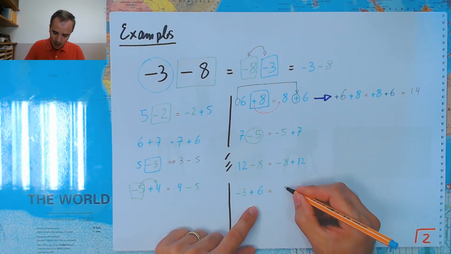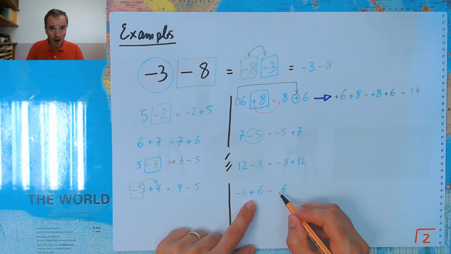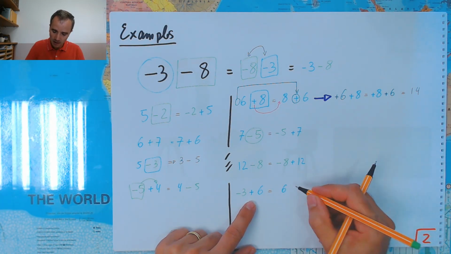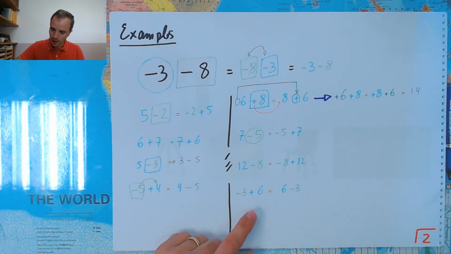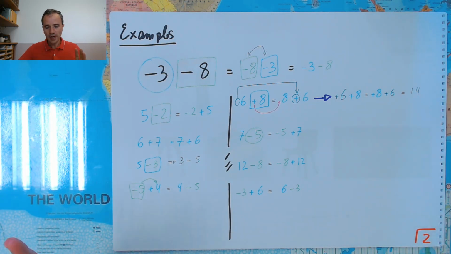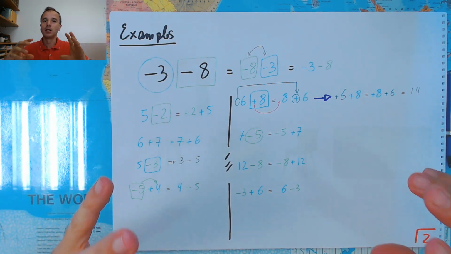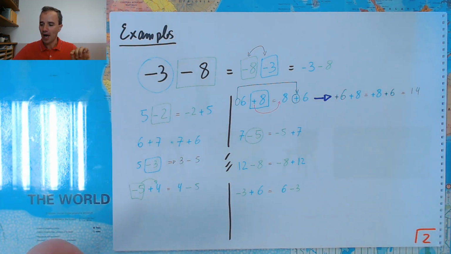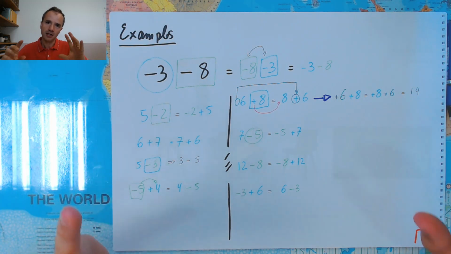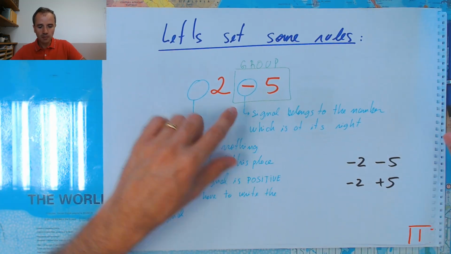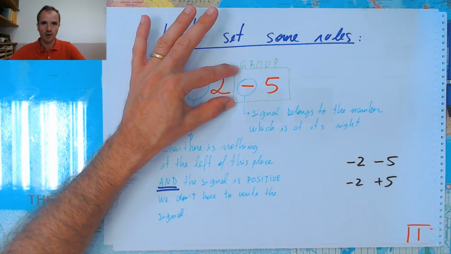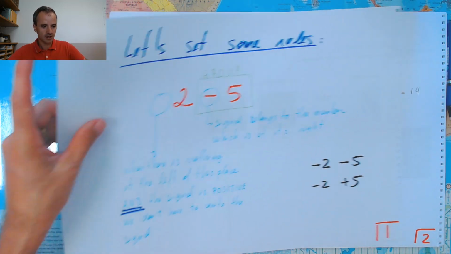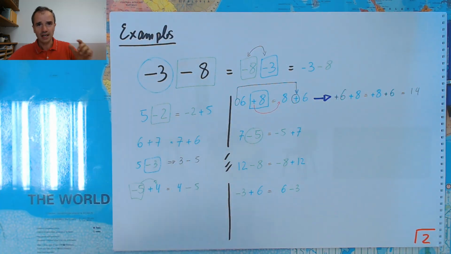Now we just have to write the 6. I don't have to write the positive, and then negative 3. No problems. So we can always switch the groups, not individually each number. We have to see the signal as being part of that number. So that's it for this second. Let's go to the third one.